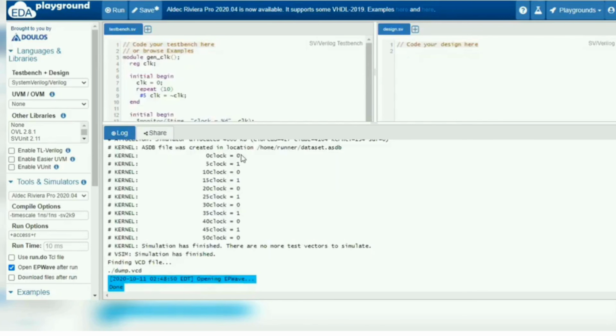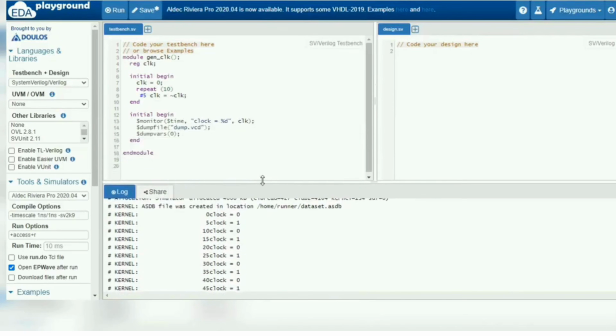Here we can see clearly, by using repeat we are generating clock equal to not clock 10 times. That means 5 full cycles. We'll get 5 full cycles here. At 50 time units, after repeating 10 times, it will automatically terminate. No need to use any $finish or $stop to terminate the execution. This is how we can generate the clock using repeat.